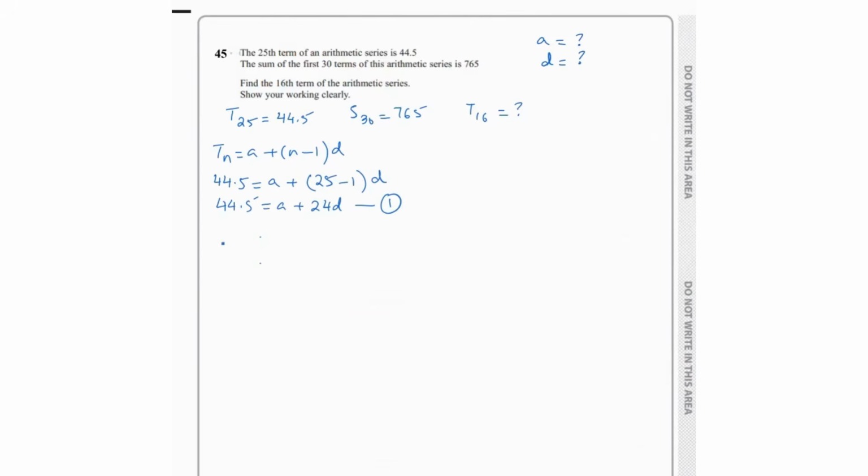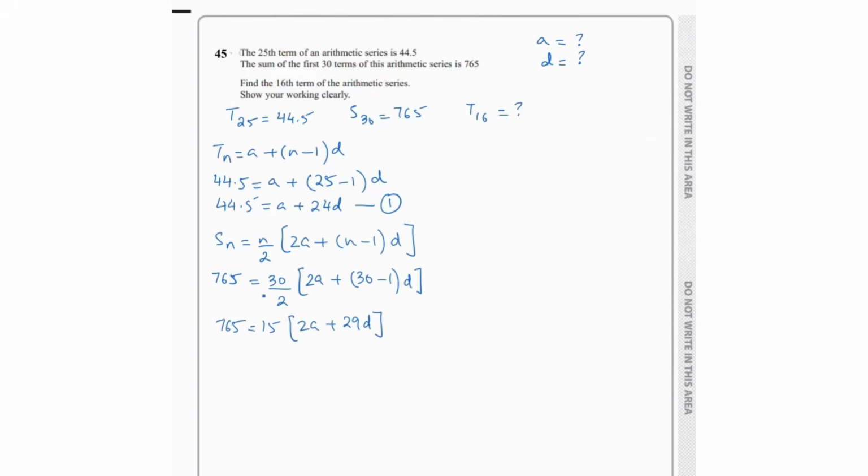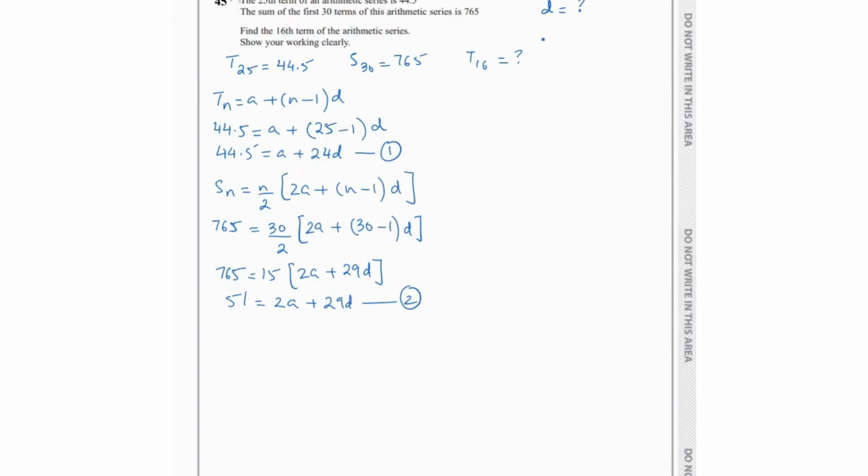Now sum of the 30 terms. So Sn equals n over 2 times 2a plus n minus 1 times d. That is your equation for sum of n terms. Sn is going to be 765 because you're focusing on the sum of the first 30 terms. N is going to be 30. A is an unknown. N is again 30. D is an unknown. So that's 765 equals 15 times 2a plus 29d. 765 can be divided by 15. That's 51. So 51 equals 2a plus 29d is your second equation. Now, we have to solve these two simultaneously to find the value of a and d.